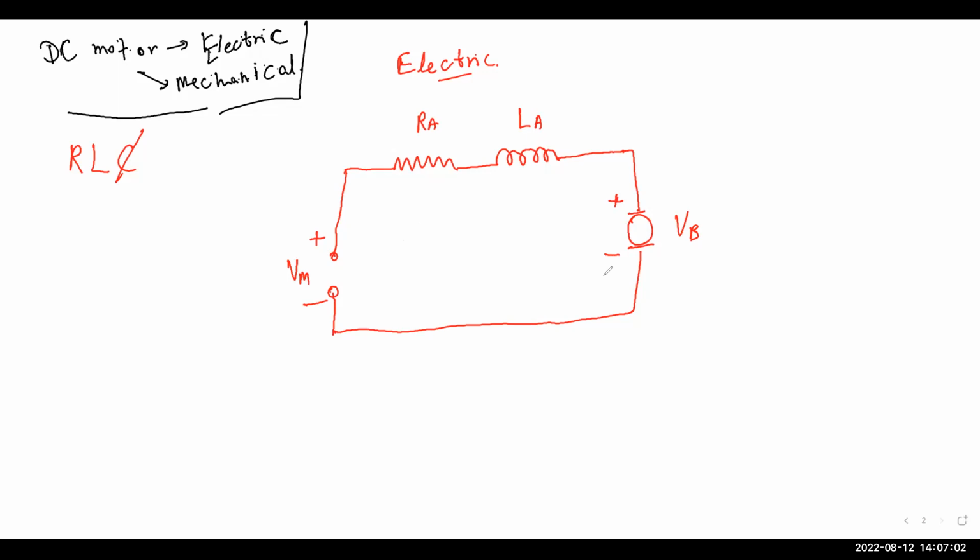So what can we do? These are all the elements: armature resistance, armature inductance, the inductor, and the back EMF and the supply voltage. Now we'll apply KVL to this circuit. What does KVL say? If you consider a loop, the summation of all the voltages of this particular circuit should be equal to 0, right?